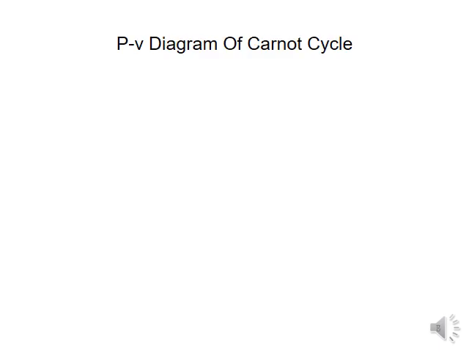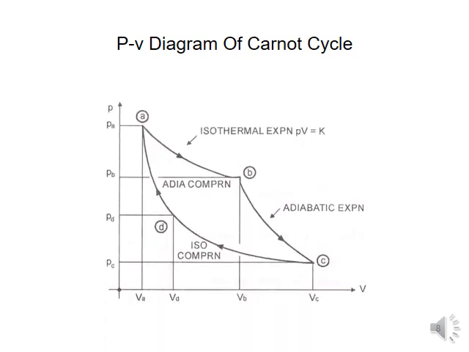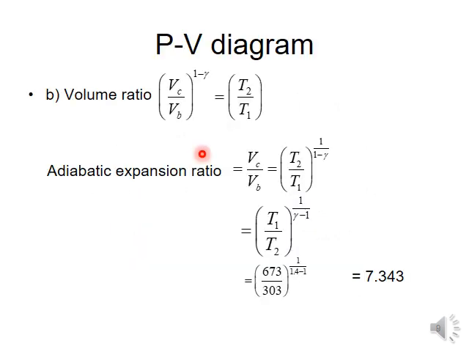Next, you all know the PV diagram for the Carnot cycle. You have to draw the Carnot PV diagram: isothermal expansion, adiabatic expansion, isothermal compression, adiabatic compression. So we all know that the expansion ratio V2 by V1 is equal to r. You have to draw this PV diagram for the Carnot cycle before solving the problem.